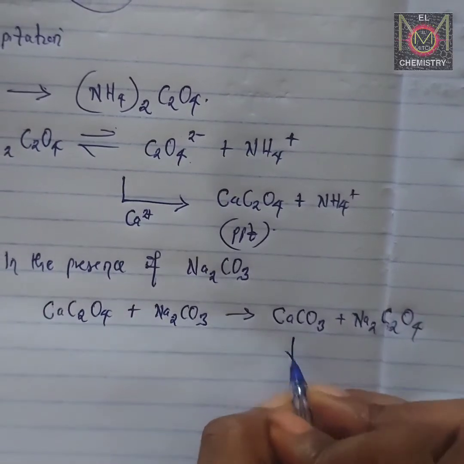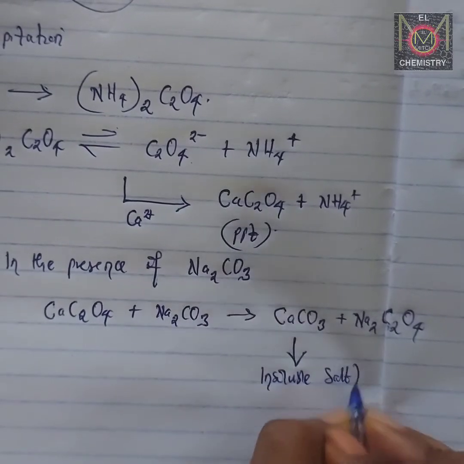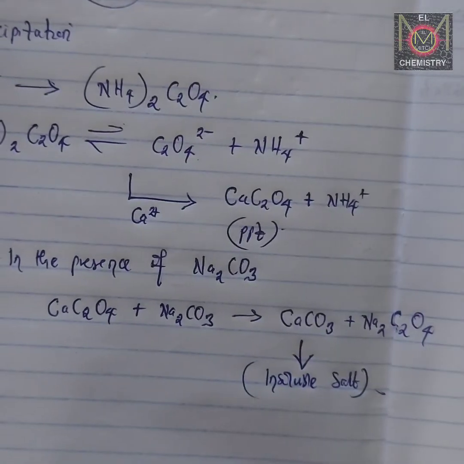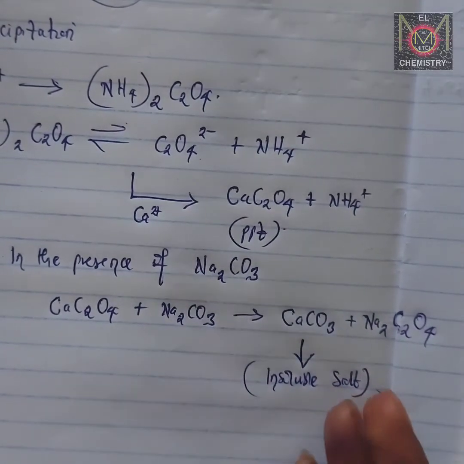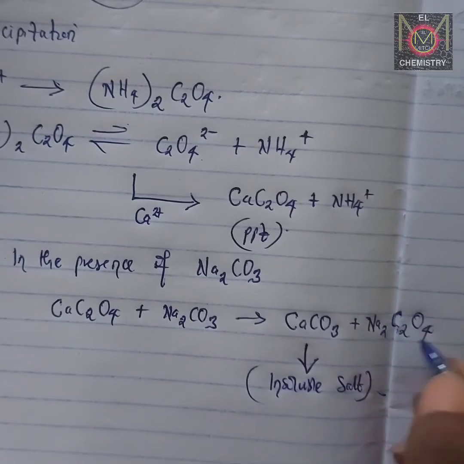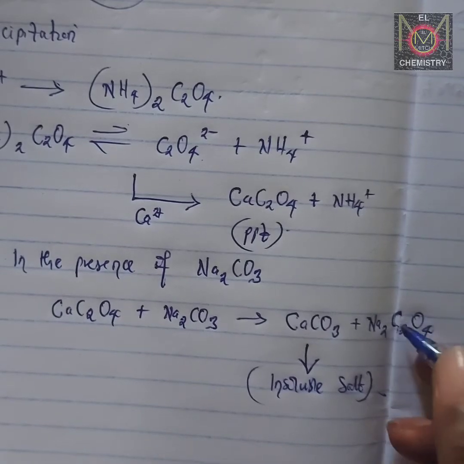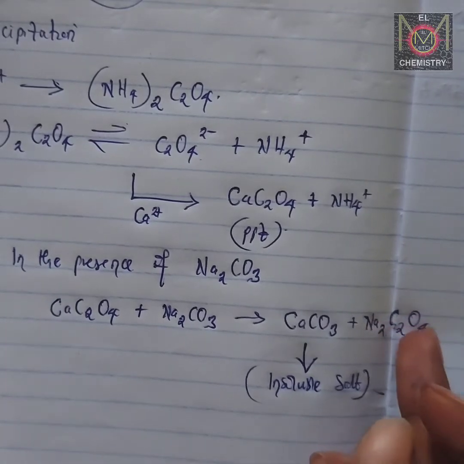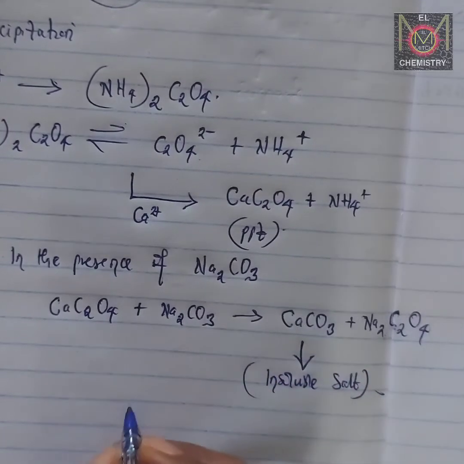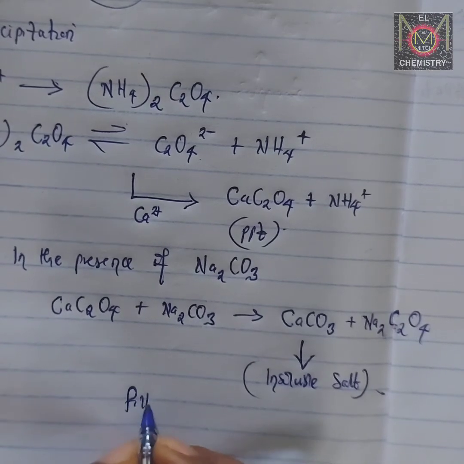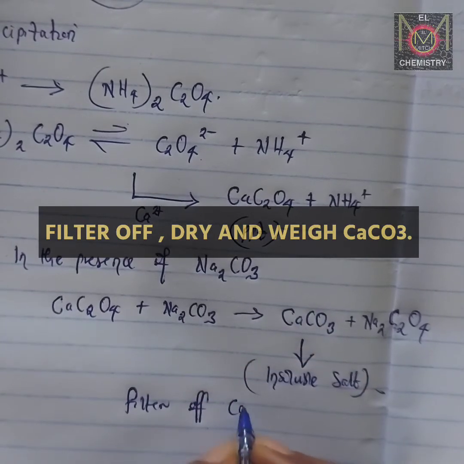Now, calcium carbonate is an insoluble salt. You all know what we do to an insoluble salt. We just filter it off and weigh it. In that way, sodium ion still remains in the solution, which, if you want, you can evaporate and get your salt. But this is an insoluble salt. So in this way, you get to filter off the insoluble portion, which is the calcium carbonate, and weigh.